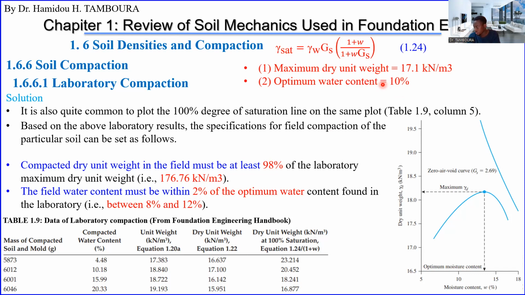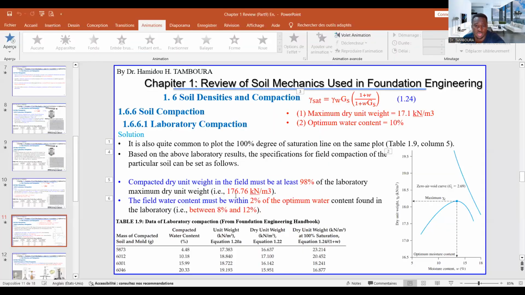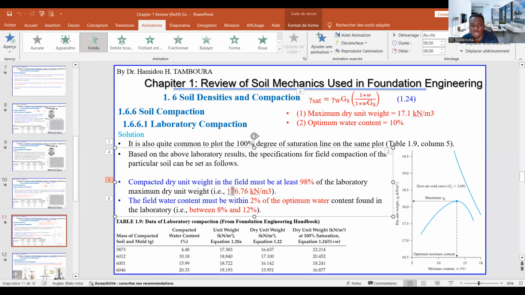Pouring the water, some tank can do that, and after that the roller, the machine that does the field compaction, will do the compaction, and at the end you have to obtain the maximum dry unit weight around this 98%. Sometimes it's not always 98%. Here it should be 16. Let's correct this before we continue. 16.76. Okay.